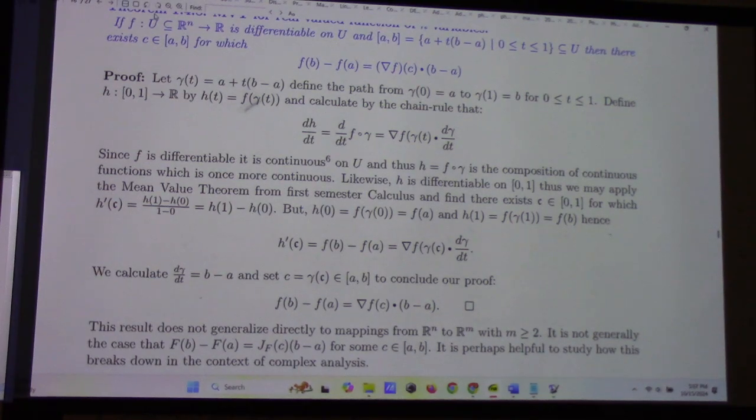Yay! So there is this generalization of the mean value theorem, and you might hope that this generalizes further, but this only works because the range of the function is real valued. If the range of the function is not real valued, everything falls apart. Let me show you how.